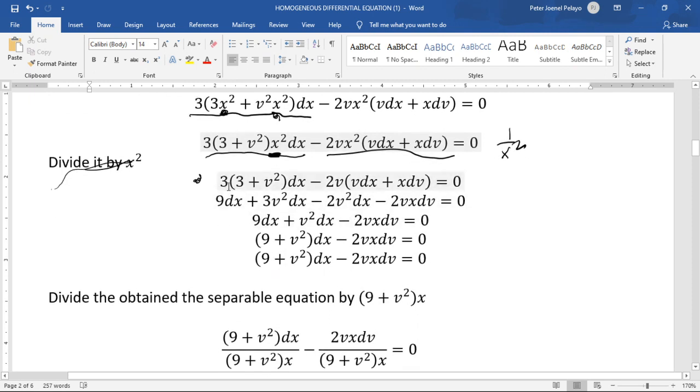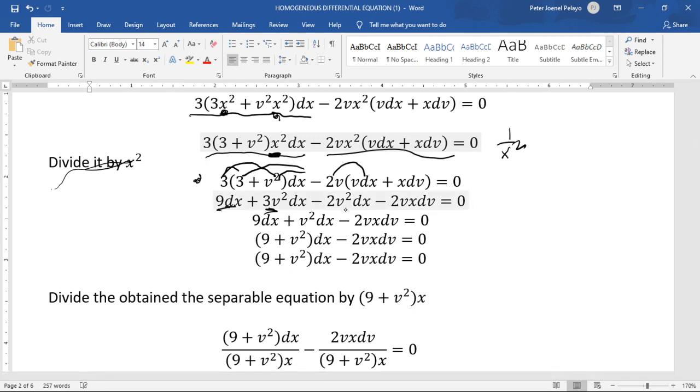Okay? And then, we will distribute si 3 times dx. Didistribute na rin si dx. So, 9dx, 3 times b squared, 3b squared dx. And then, distribute negative 2b squared dx. So, beware dito pag may negative signs. Marami nagkakamali dun. 2b. So, negative 2b times x dv. Negative 2bx dv.